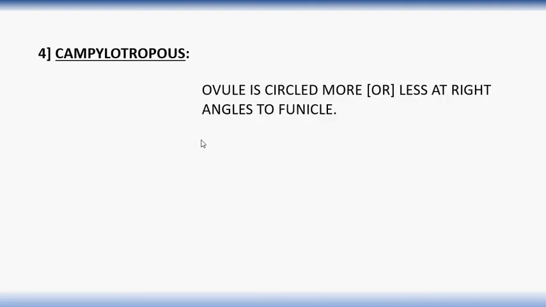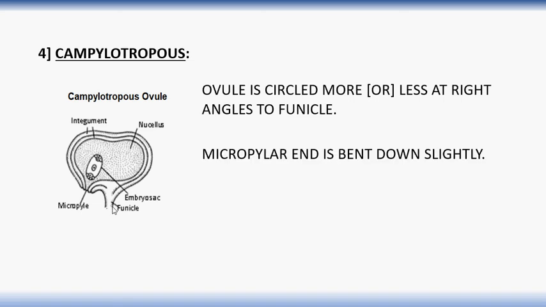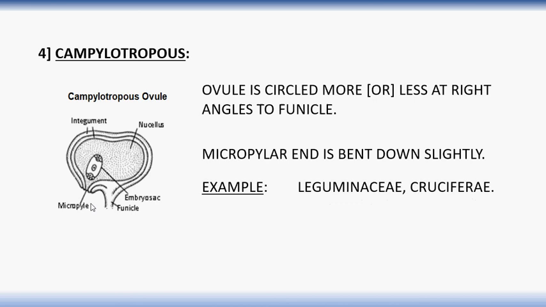Camellotropous ovule is circled more or less at right angles to funicle. So the ovule body is circled more or less at right angles to the funicle. Micropylar end is bent down slightly. So in that circle, micropyle region is slightly bent. Example, Leguminosae, Cruciferae.